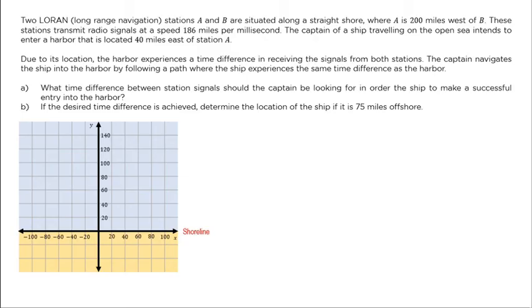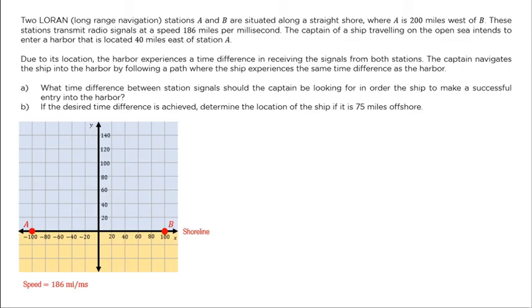Okay, now since station A is 200 miles west of B, therefore A is located on the left side of B. Okay? And the distance is 200 miles. Suppose the midpoint of these two points is at the origin. So therefore, my point A is located here and my point B is located here. Okay? These two stations transmit radio signals at a speed of 186 miles per millisecond. So the speed of the radio signals is already given. That is 186 miles per millisecond.